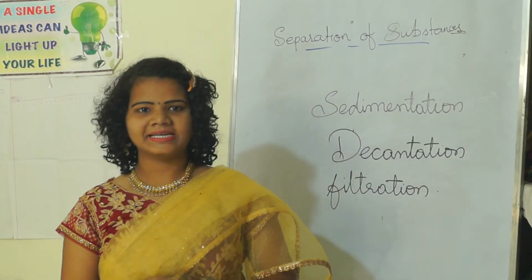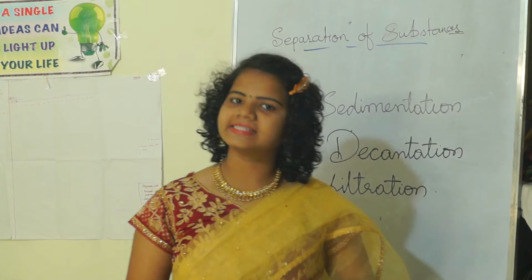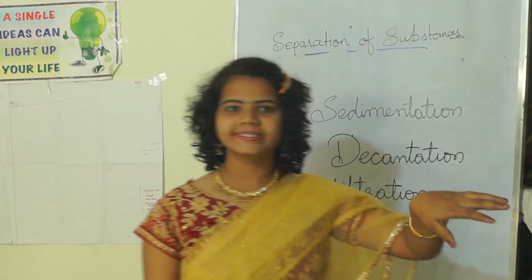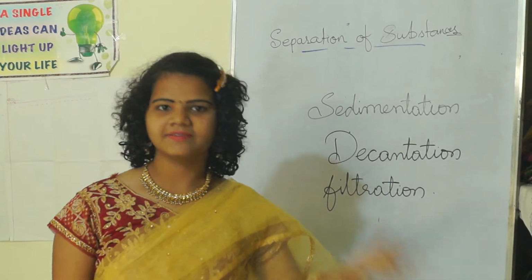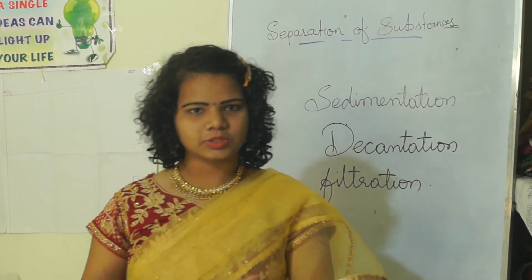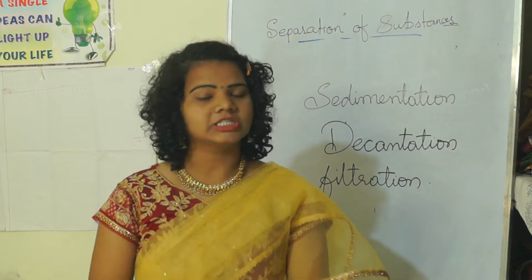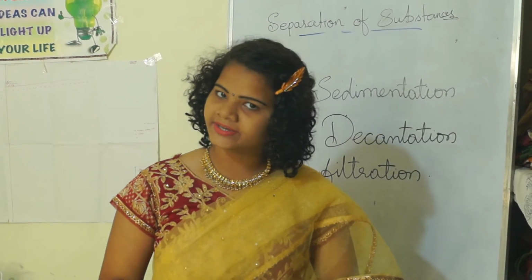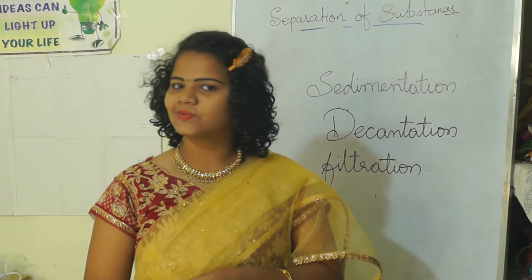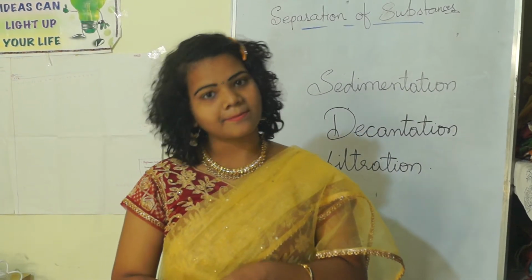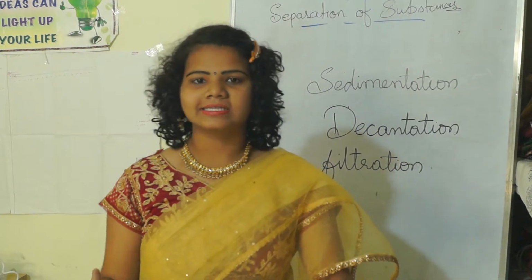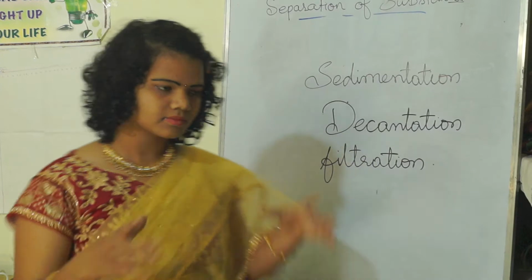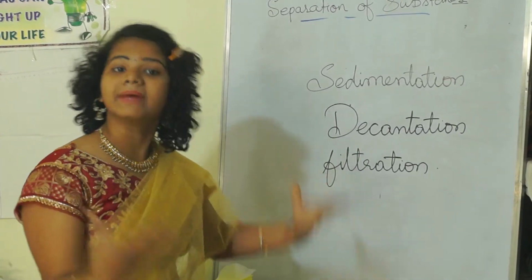Today let's start our class 6th NCERT science lesson, separation of substances. In the previous part we learned a few methods to separate a group of mixtures. We learned about the hand picking method, threshing method, winnowing method as well as the sieving method. But in this lesson let's learn a few other methods to separate mixtures.